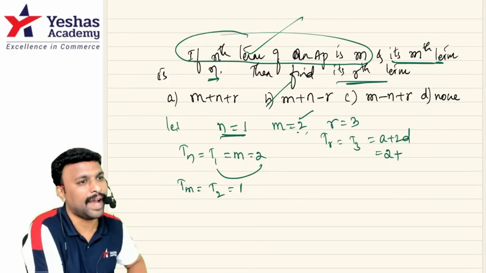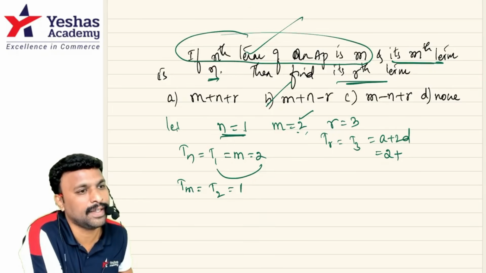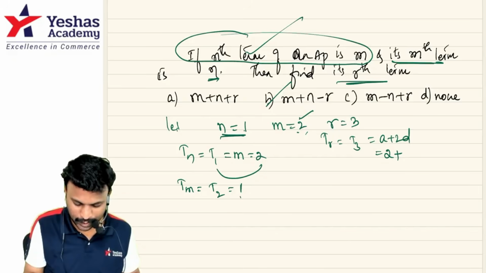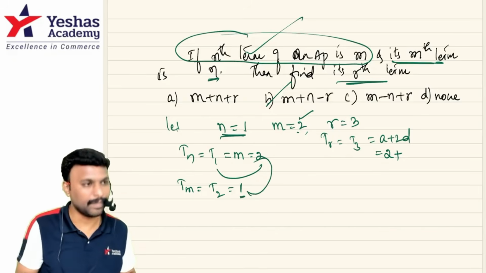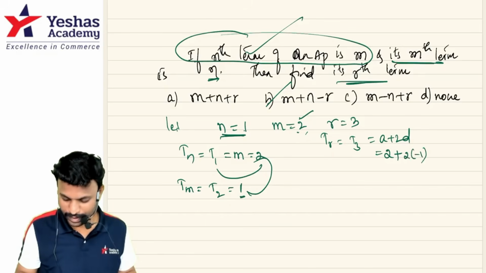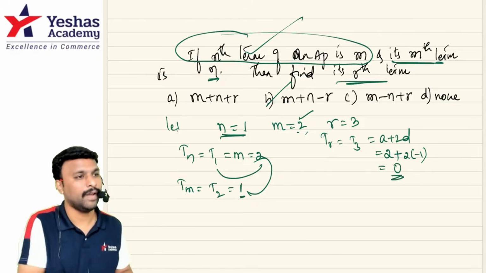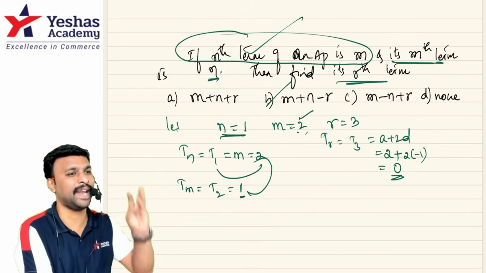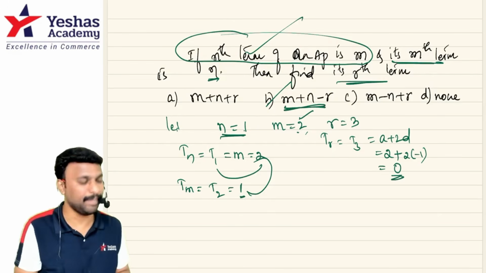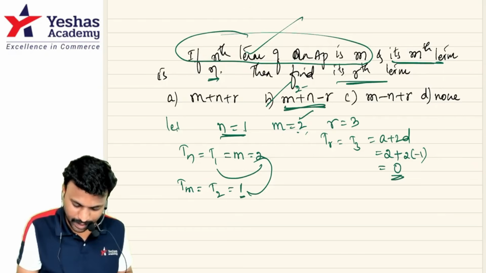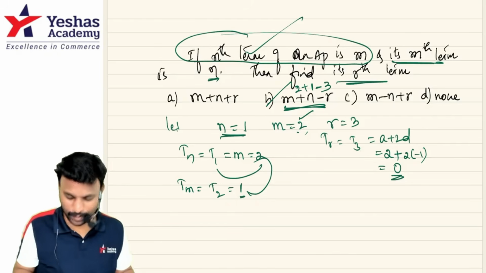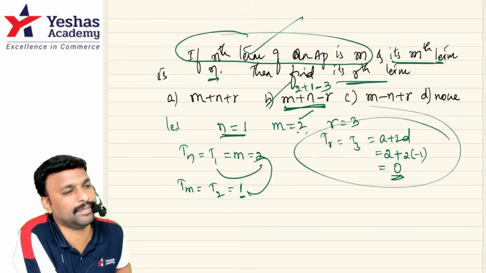See, I have got T1, I have got T2. Can I not find the difference? T2 minus T1. T2 is 1, T1 is 2. 1 minus 2, so the common difference is minus 1. So 2 minus 2 is 0. Whichever option gives you 0, I'm plugging in m and r values. That's the right answer. If I take option B, m value is 2, n value is 1, r value is 3. 3 minus 3 is 0. Nth term, how much we got? 0.